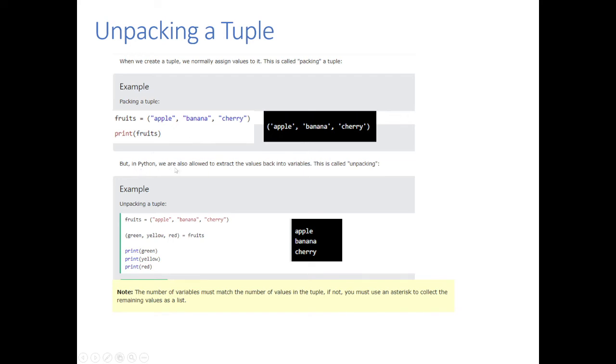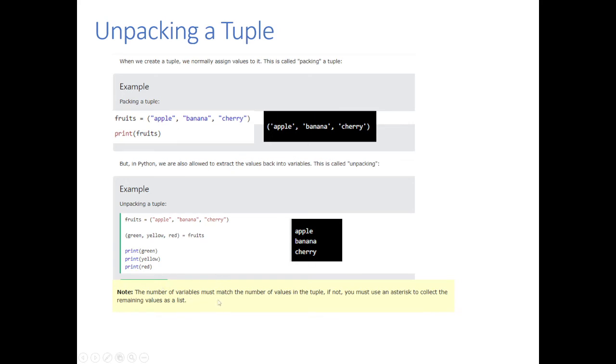But in Python, we are also allowed to extract the values back into variables. This is called unpacking. So unpacking a tuple, fruits equals apple, banana, cherry. Let's say we have green, yellow, red equals fruits. That means we are unpacking the items here. Then apple will be assigned to the variable green, banana to yellow, and cherry to red. So if you print green, this will print apple. If you print yellow, this will print banana. If you print red, this will print cherry.